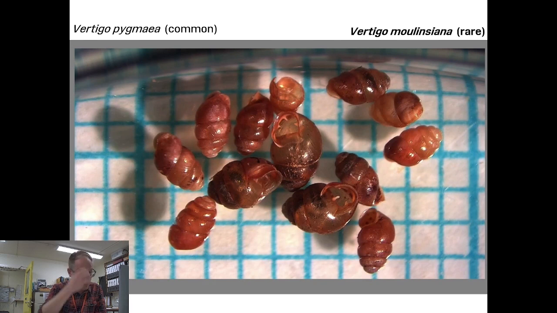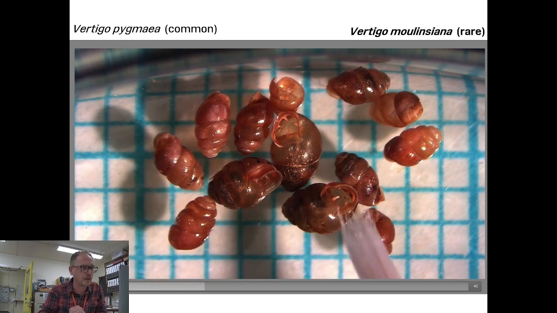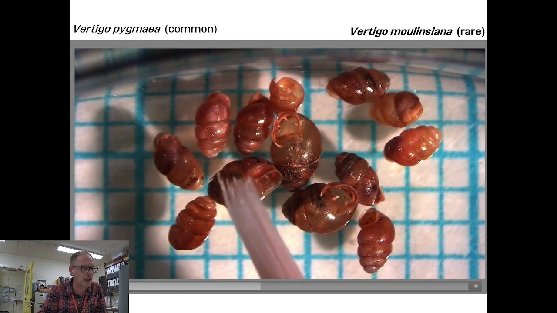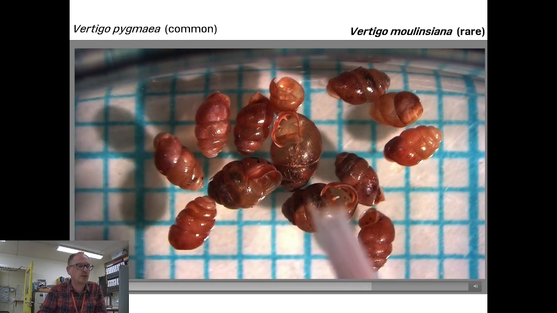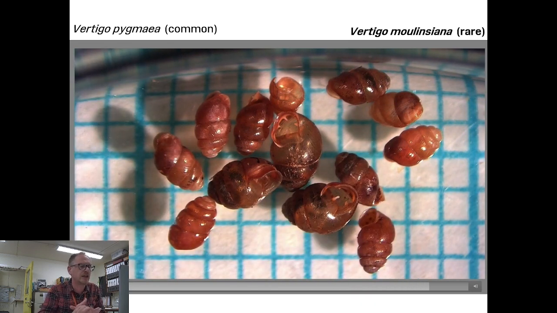And here they are under the microscope, along with some of those common Vertigo pygmaea. So again, there are 3 of the rare species amongst several of the common ones. And I hope you can see that the rare species in this case is a lot larger than Vertigo pygmaea. So it's voluptuous, it's curvier, it's shinier, it's kind of like an overweight version. It also has a flaring lip around the edge of the mouth, which is quite a distinctive feature.